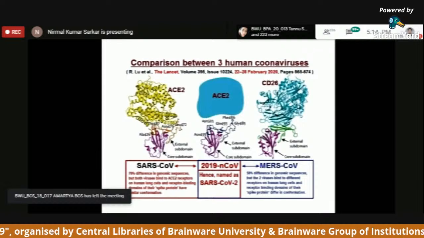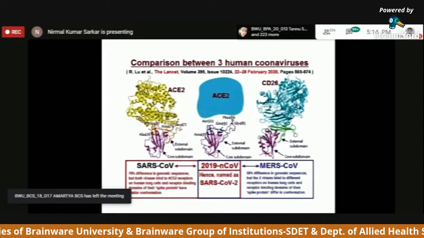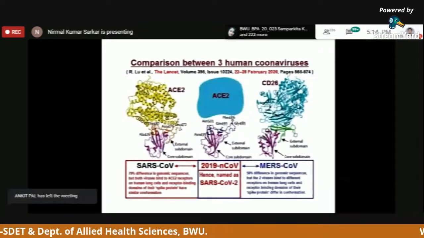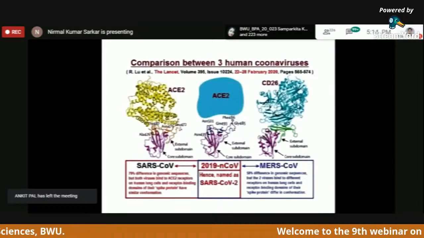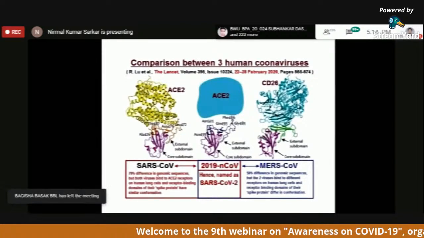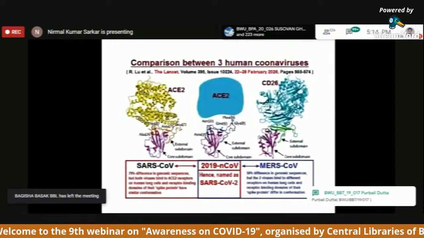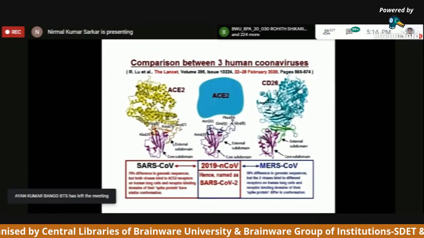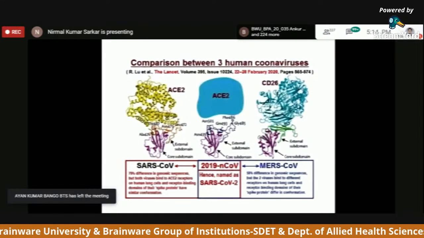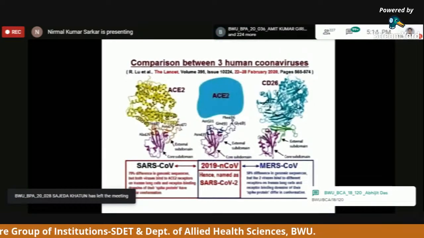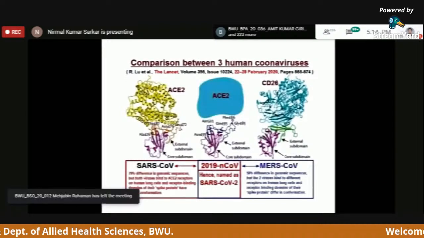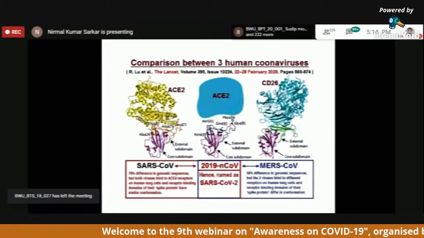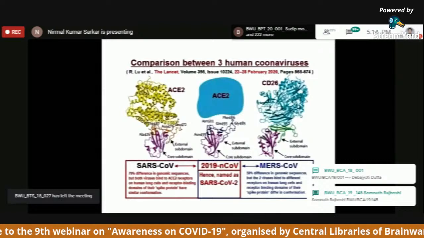On the other hand, only 21% similarity exists between the genomes of novel coronavirus and SARS coronavirus. But both of them bind to ACE2 receptors on human cells due to marked similarity between the receptor binding domain of their spike proteins. Therefore, this novel coronavirus has been given the technical name SARS coronavirus 2, whereas the previous one is SARS coronavirus 1 or simply SARS coronavirus.